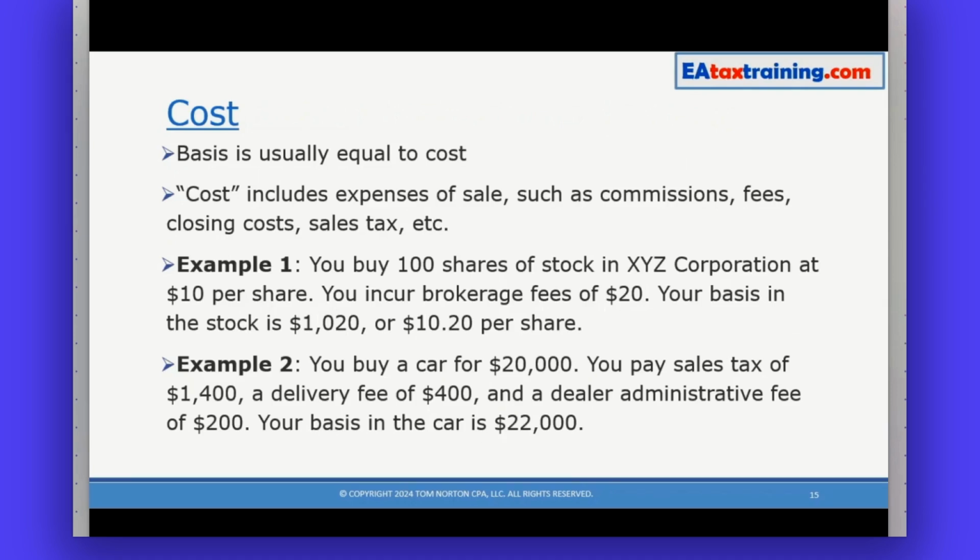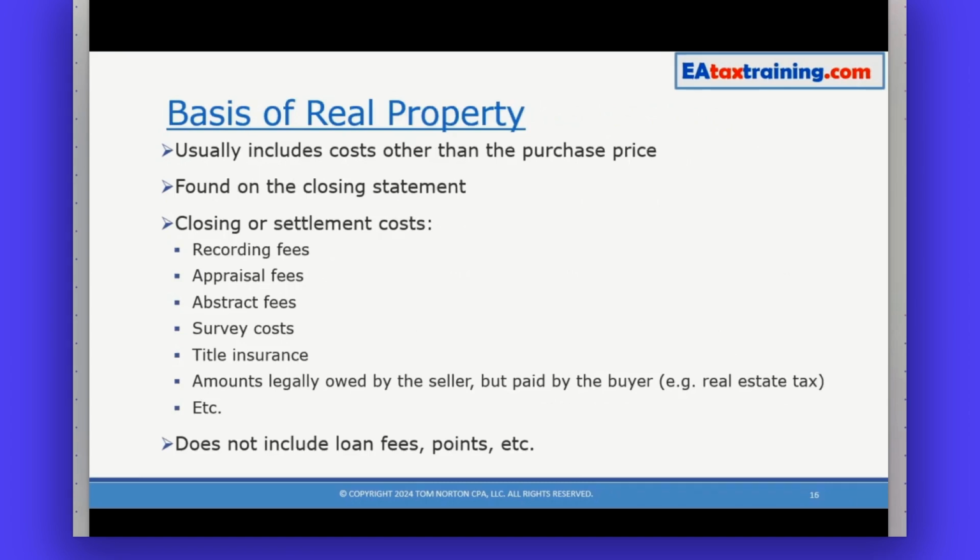Example 2, you buy a car for $20,000, you pay sales tax of $1,400, a delivery fee of $400, and a dealer administrative fee of $200. Now your basis in that car is $22,000. Even though if you looked on the sticker, it would say $20,000, your basis is $22,000.